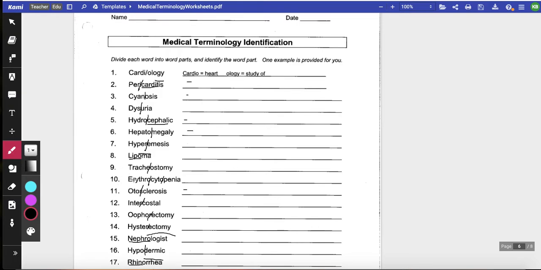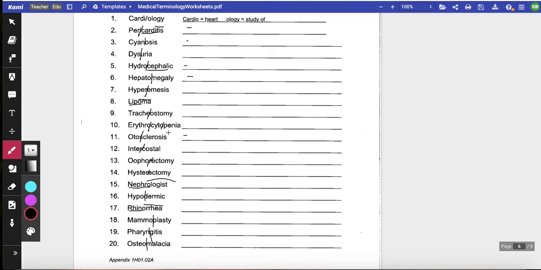Erythrocytopenia. You probably found erythro, you did not find cyto, but you found cyte. That's perfectly fine. But that is red cell deficiency, meaning that they have a low amount of those. Otosclerosis. Oto meaning ear, sclerosis meaning hardening of.